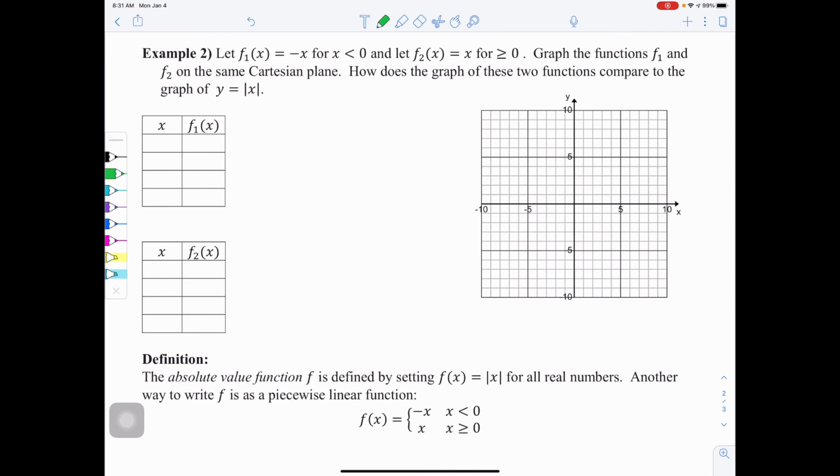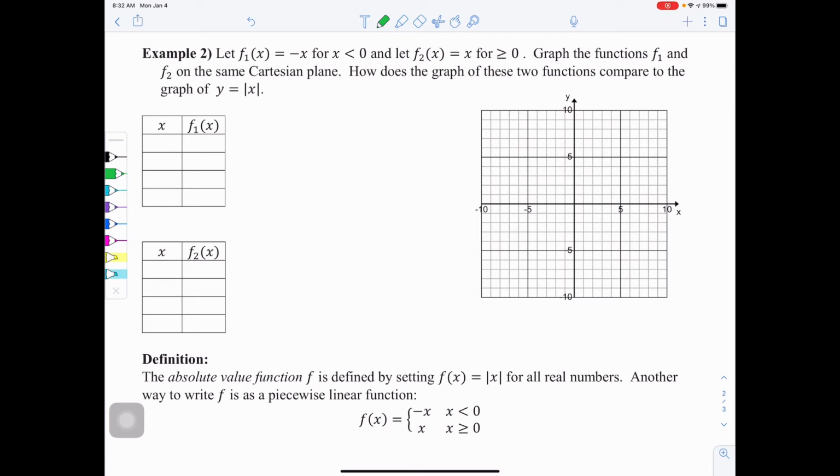For example 2, it says f1 of x equals negative x for x is less than 0. So all the x values that are less than 0, we're going to use f of x equals negative x. Then we're going to let f2 of x equals x for x is greater than or equal to 0. So all the numbers that are 0 and up for x, we are going to use f of x equals x. We're going to graph the functions f1 and f2 on the same Cartesian plane, that means coordinate plane. How does the graph of these two functions compare to the graph of y equals the absolute value of x?